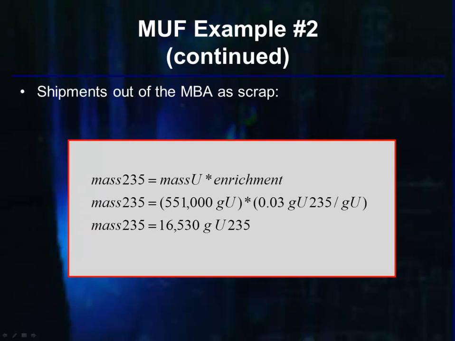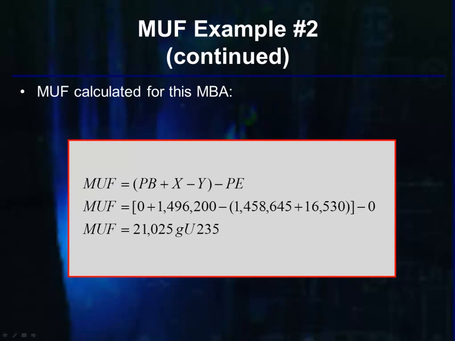The inventory decrease due to shipments out as scrap is the uranium mass multiplied by the enrichment. This calculation reveals 16.5 kilograms of uranium-235 were shipped out of the material balance area as scrap. By combining these values using the MUF equation, a total of 21,025 grams of uranium-235 are unaccounted for.